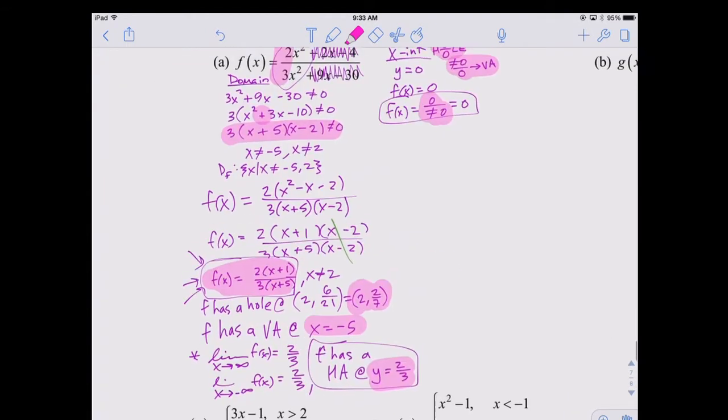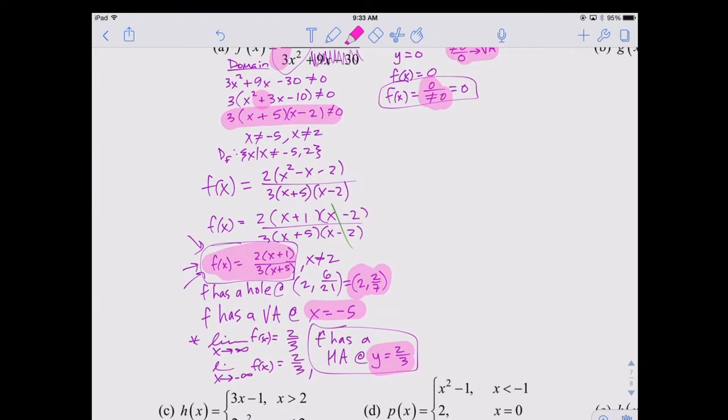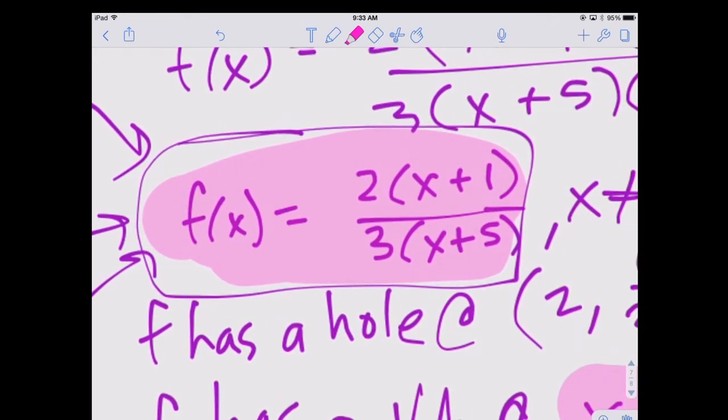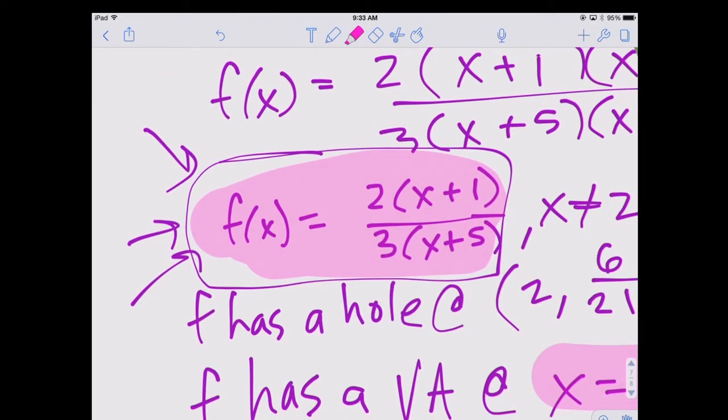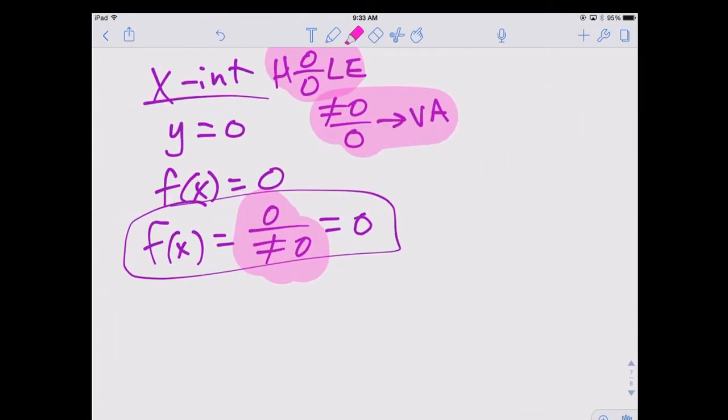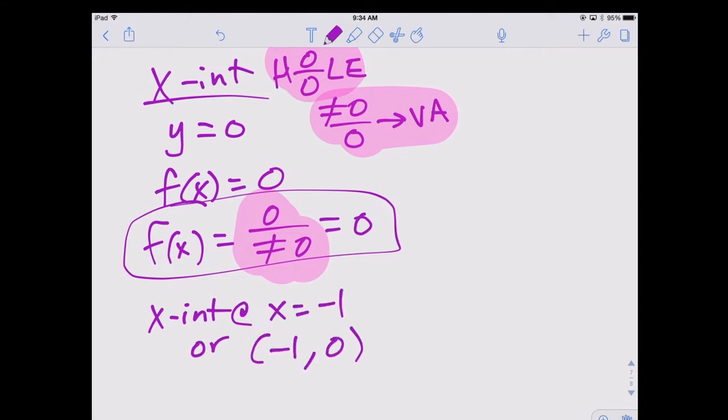All right, so now if I go back down to this one, after I get rid of the hole, what's the only x value that causes a 0 in the numerator? -1. That's the only one. So that is the only x-intercept. And so when it's factored, it's easy to do that. So we have an x-intercept at, you could say x equals -1, or if you want to write it as an ordered pair, that's fine too. We're going to plot a point at -1, 0. It's the only x-intercept.